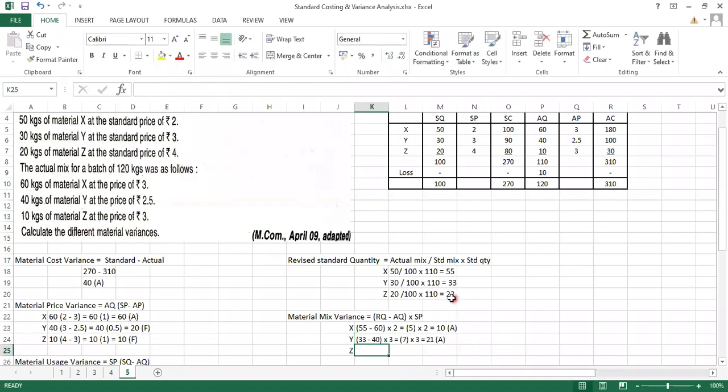Then find it out for Z. Revised is 22 minus actual is 10 and standard price is 4. Into 4. Positive, so I'm not writing it down in the bracket. 12 into 4 is 48 favorable.